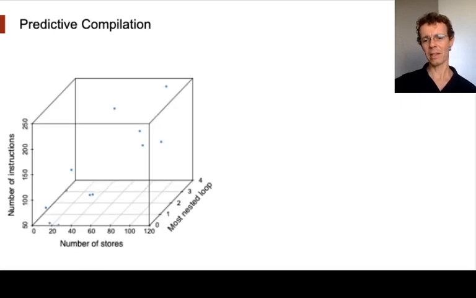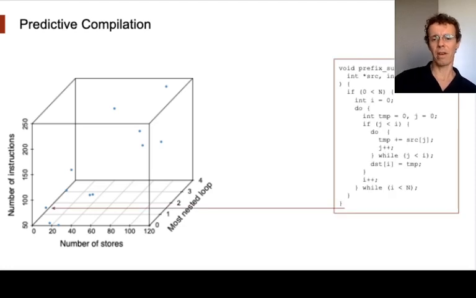For instance, let's consider a 3-dimensional space formed by the number of instructions in a program, the number of stores, and the number of nested loops that code contains. These are countable features that are unique per program. In other words, there exists a function that maps programs to these 3 features.